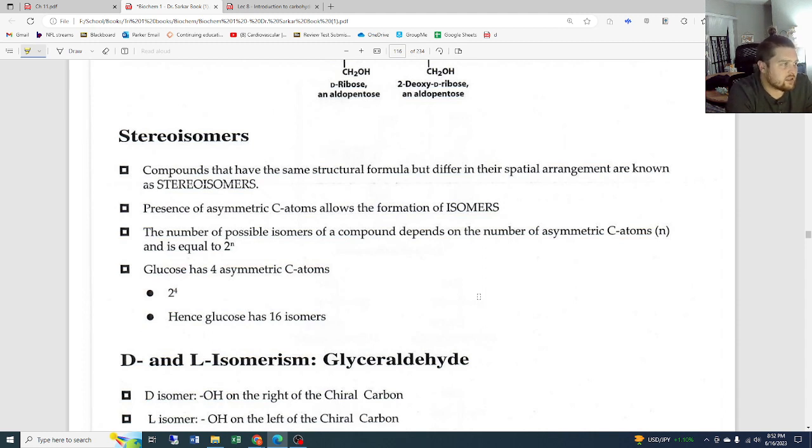The presence of asymmetric C atoms allows the formation of isomers. The number of possible isomers of a compound depends on the number of asymmetric carbon atoms and is equal to 2 to the nth power. So glucose has 4 asymmetric carbon atoms. So that means it is 2 to the 4th power. Therefore, glucose has 16 isomers.